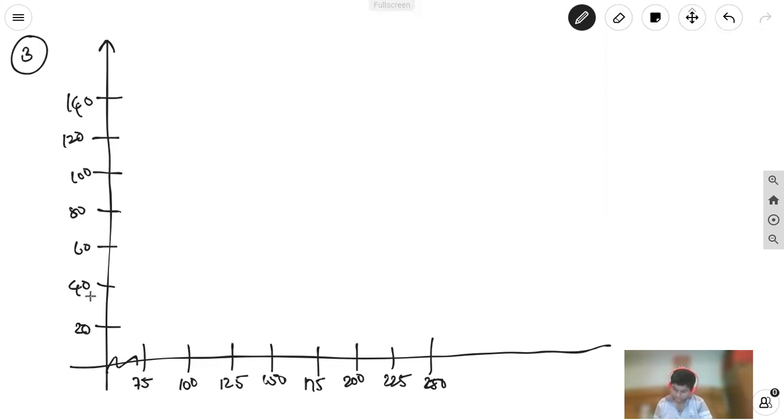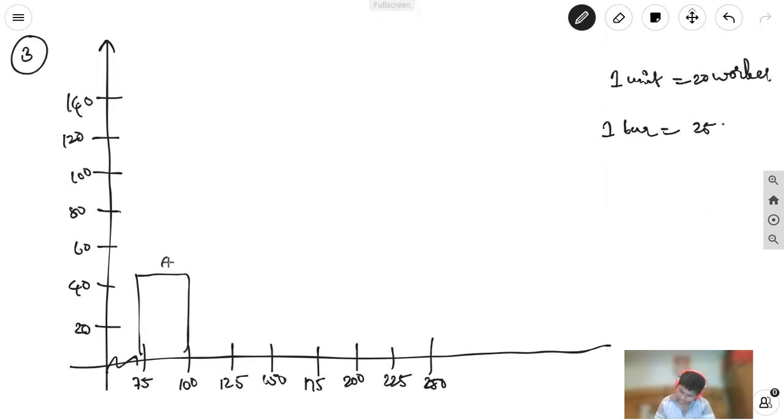If we choose a 10 difference, the vertical line becomes longer. That depends on your page and your thought. Here, 1 unit is equal to 20 workers, and 1 bar is equal to 25 rupees. Here, 75 to 100 is 45, so a little bit more than two units.